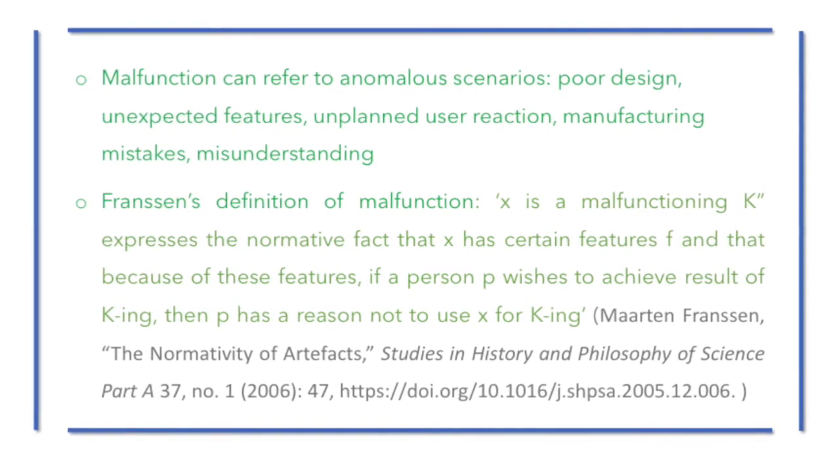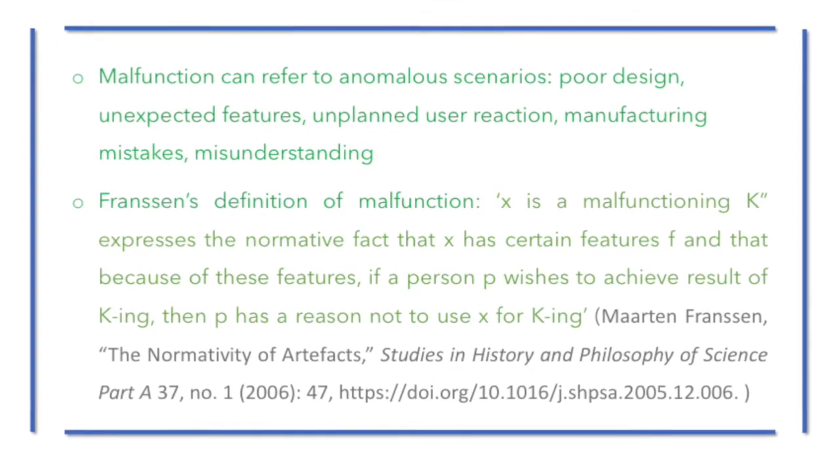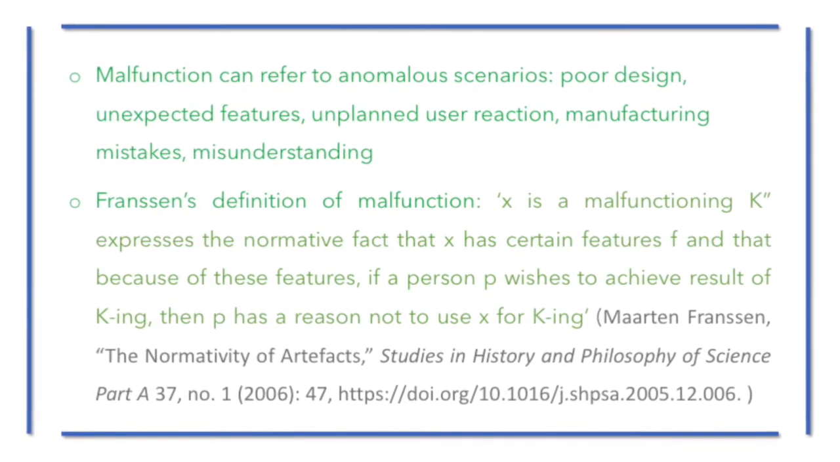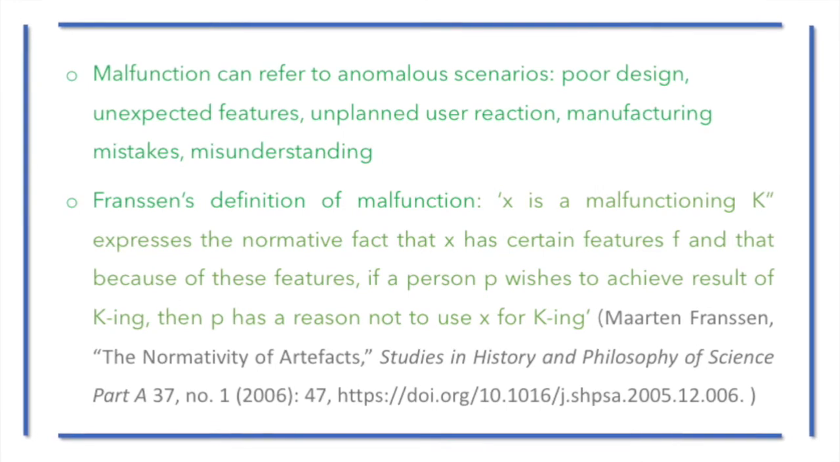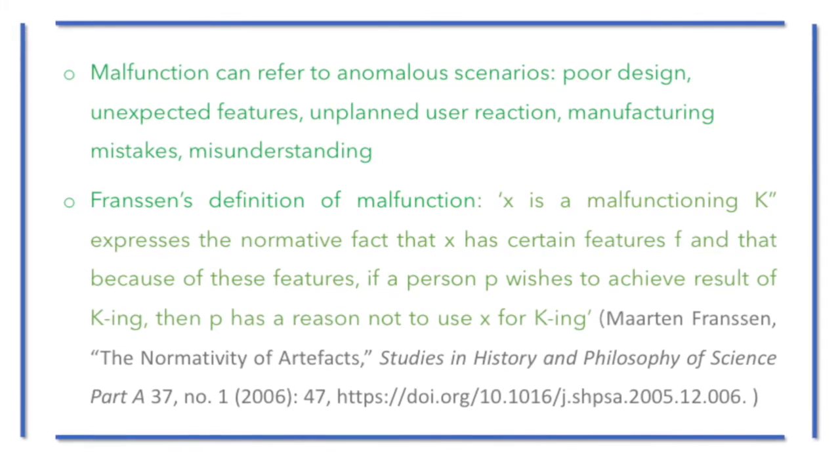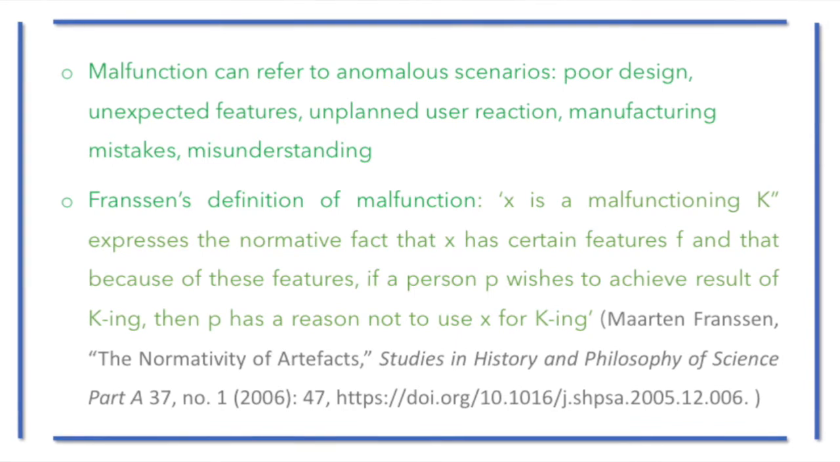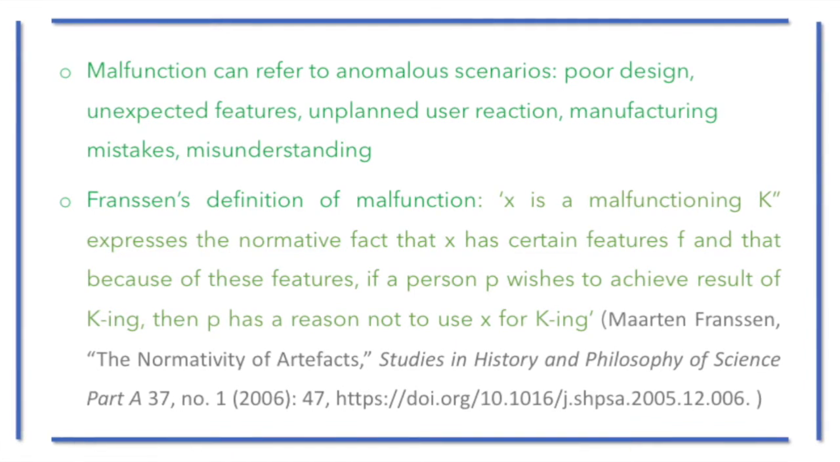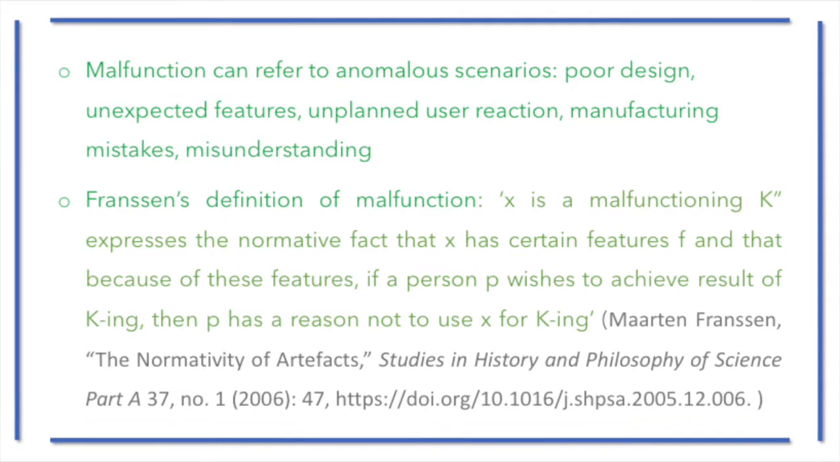Martin Franzen gives a precise definition of malfunction that states that X is a malfunction in K expresses the normative fact that X has certain features F, and that because of these features, if a person P wishes to achieve the result of K-ing, then P has a reason not to use X for K-ing. In my talk today, I use Franzen's definition of the notion of malfunction as a base, and I will focus on malfunction notions in physical objects and contrasting categories such as software design and AI.